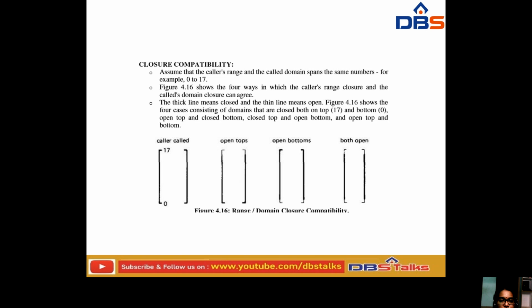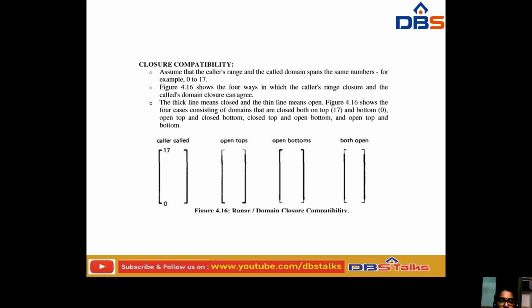This figure shows the four ways in which the caller's range closure and the called domain's closure can agree. So these are the open tops. If it is open top, the top is focused like this. Here it is open bottoms, the bottom is represented like this. If both are open, then it will be represented like this. Here we can define the range from 0 to 17, and next it is for open tops and this is for open bottoms, and here both are open.